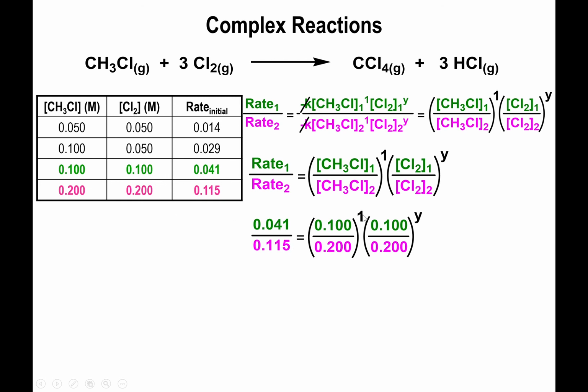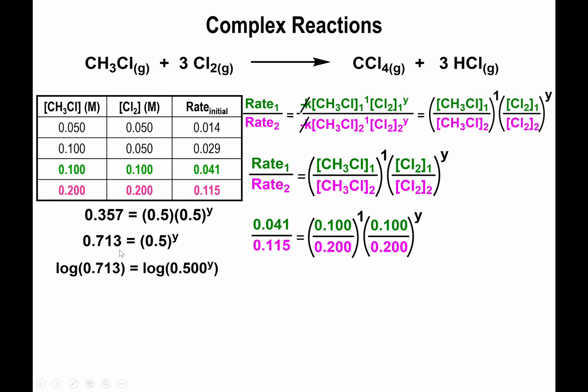But now the difference is that we do know the value of the exponent for CH3Cl. So if we go ahead and carry out the divisions, 0.041 divided by 0.115, and press enter in your calculator, you're going to get a value. If you divide 0.1 by 0.2, you're going to get 0.5 raised to the first power. And if you divide 0.1 by 0.2, you'll once again get 0.5 raised to the value of y. So this is basically what we get by carrying out those divisions. Then we solve for 0.5 to the value of y, so divide by 0.5 in other words. That turns the 0.357 into 0.713.